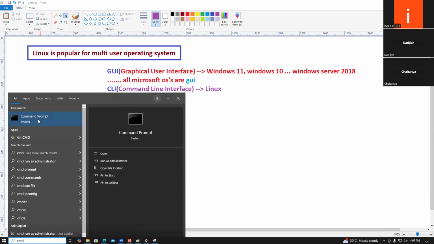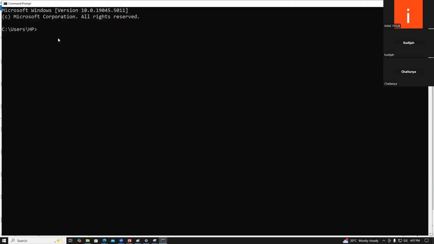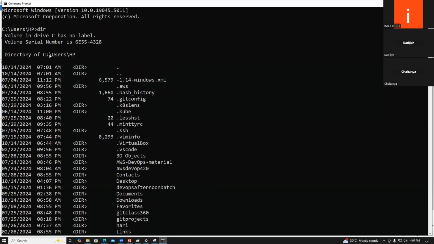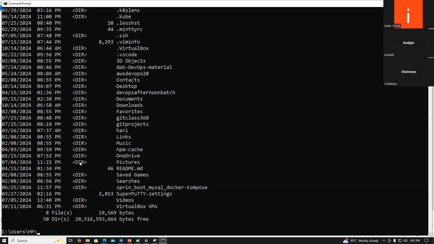What is this? CMD means command prompt. For example, if I want to list the directories here, how can you list it? You can list it by using a command only. What is the command I used? Dir. So this is nothing but a command line interface.